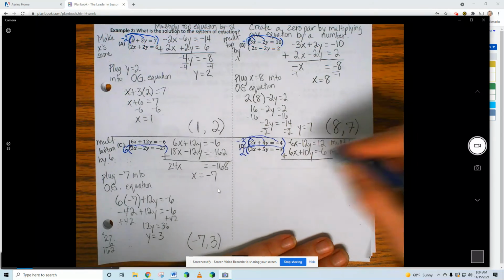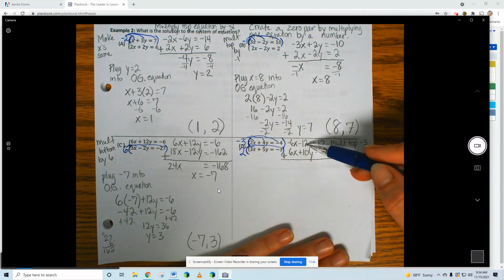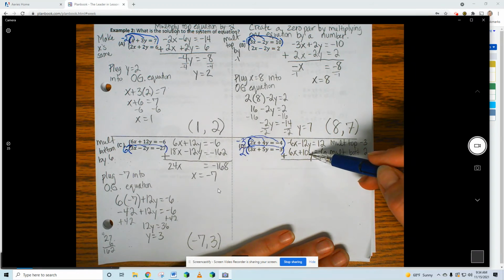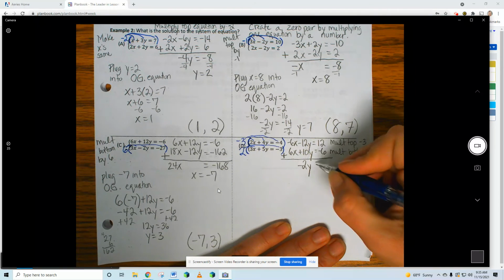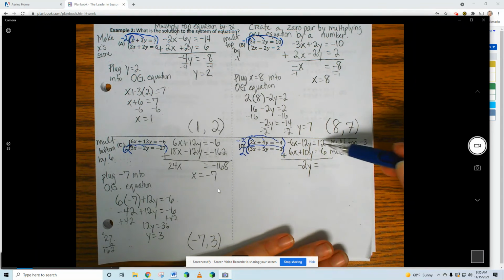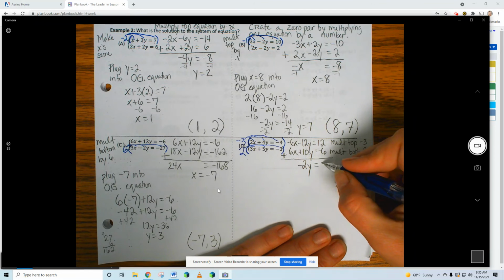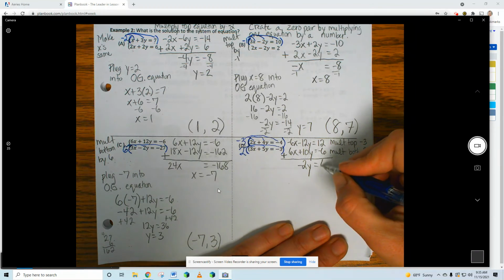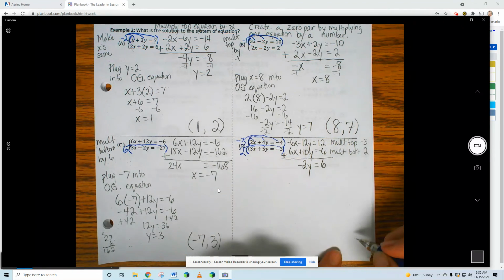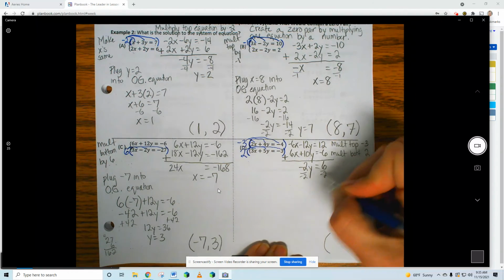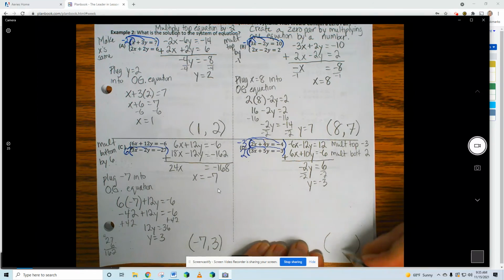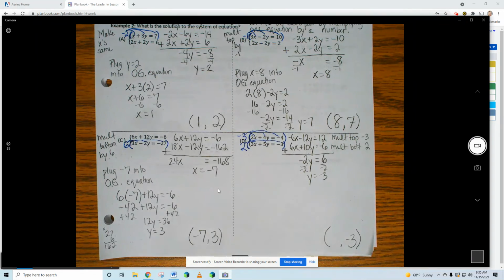The 6x's cancel. What do I get for the y's? Negative 12 plus 10y gives me what? Negative 2y. Someone knew. What's 12 plus negative 6? I hear you whispering it way over there. Sure, 6. Okay. Divide by negative 2. My y value is negative 3. I'm halfway done with my solution.